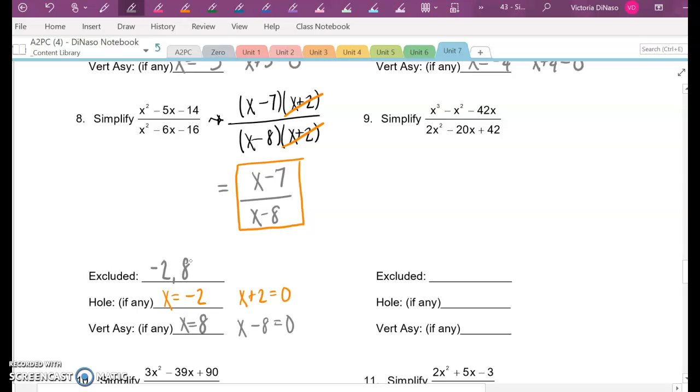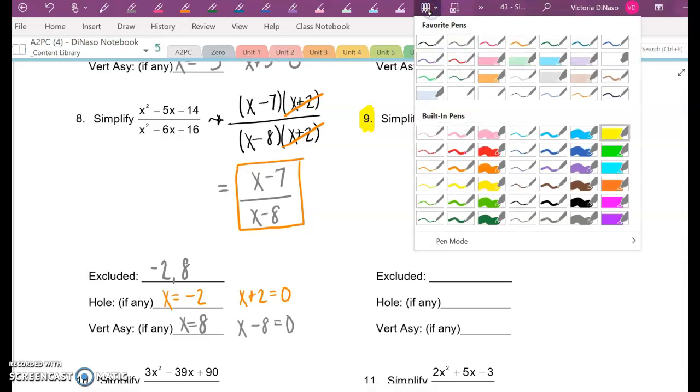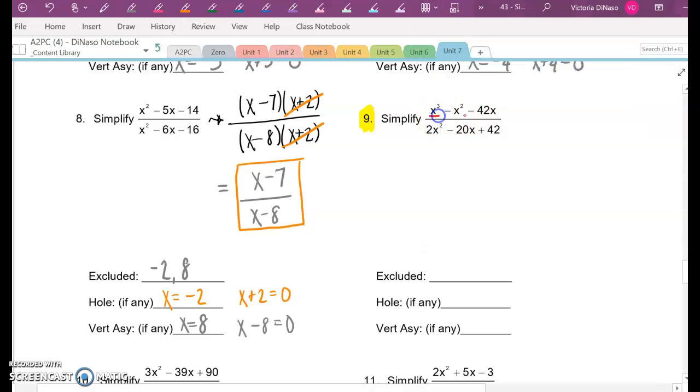For number 9, this is a good one because number 9 includes GCFing before you factor. For number 9, what I'm going to start by doing: x cubed, x squared, and 42x all share an x. So I'm going to pull out an x. It doesn't disappear. You just GCF, and we have x squared minus x minus 42.